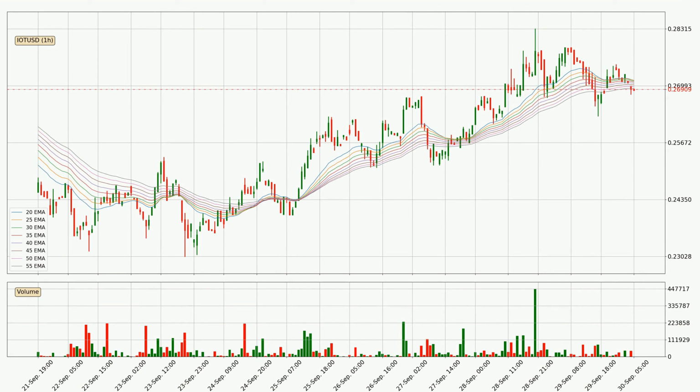Moving to the hourly exponential moving averages, the current price went below the hourly ribbon, so you should see if the price can jump back above the ribbon or it will play as a resistance to the upside, currently at around 26.9 cents.